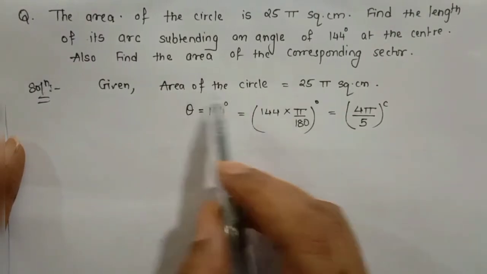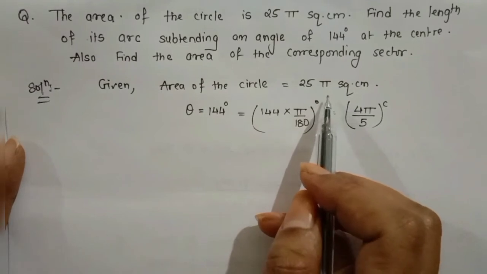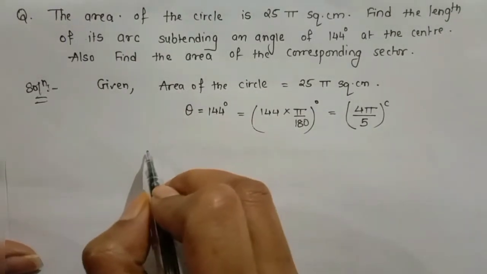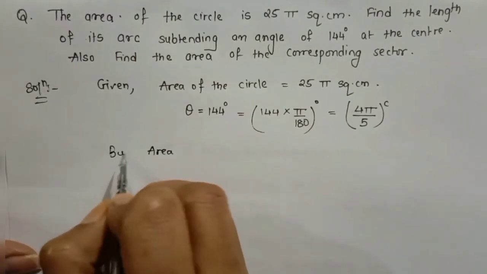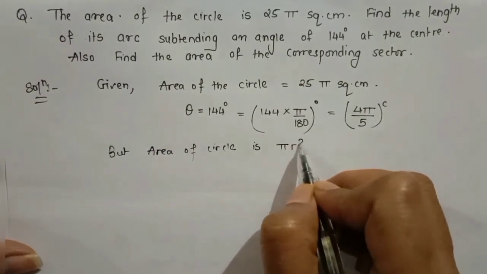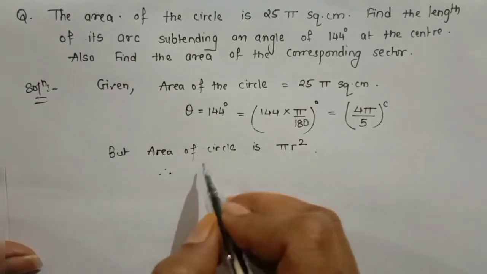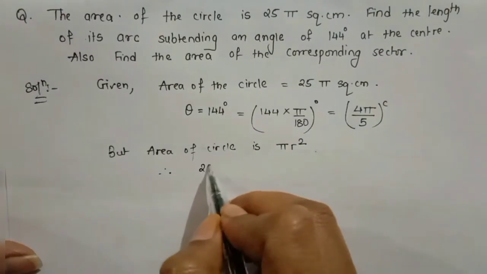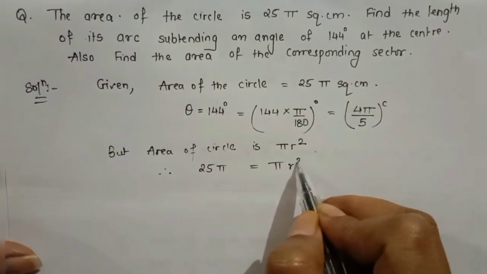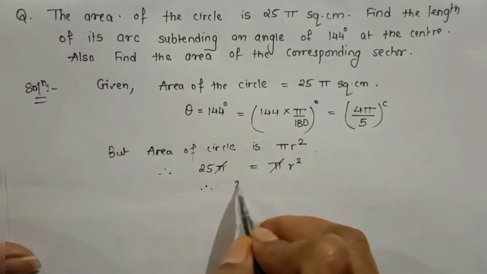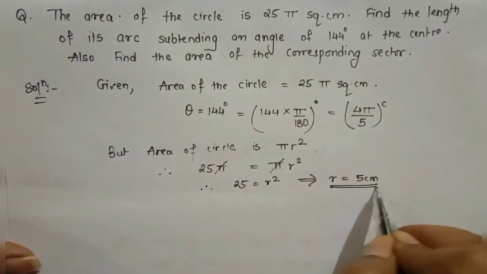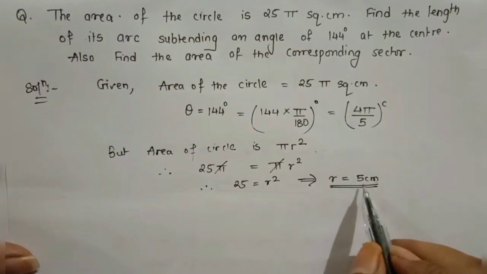We have the area of the circle as 25 pi square centimeter. But area of circle is pi r square, correct? So here we can write area of circle 25 pi is equal to pi r square. We don't have the value of r, so we'll keep r square as it is. From both sides, pi will get cancelled. So 25 is equal to r square. That implies r is equal to 5 centimeter, correct? The radius will be in a positive form. So your r will take value 5 centimeter.